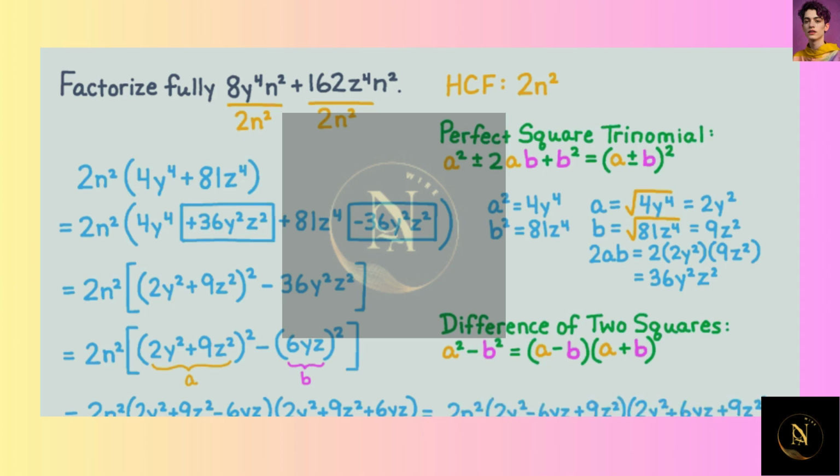Finally, we need to check whether the resulting polynomials within each set of parentheses can be factored. In this case, both polynomials are prime. So, we have that 2n squared times 2y squared minus 6yz plus 9z squared times 2y squared plus 6yz plus 9z squared represents the full factorization of 8y to the fourth power n squared plus 162 z to the fourth power n squared.